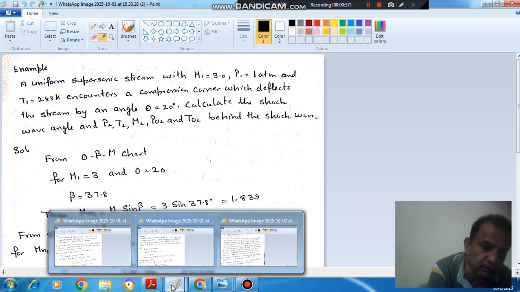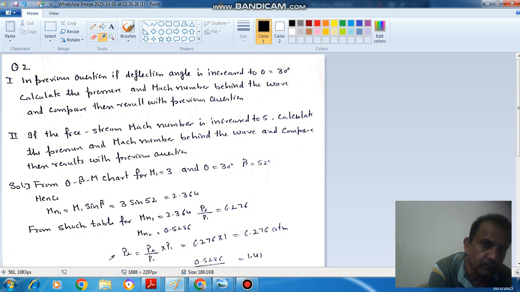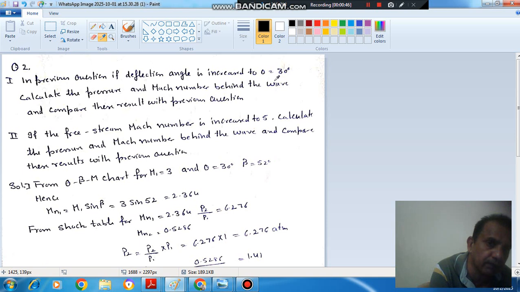In the second question, in the first part, if theta was increased to 30 degrees, what will happen to pressure and Mach number? And in the second part, if Mach number is increased to 5, what will happen to pressure and Mach number?